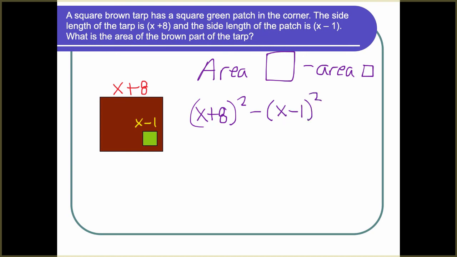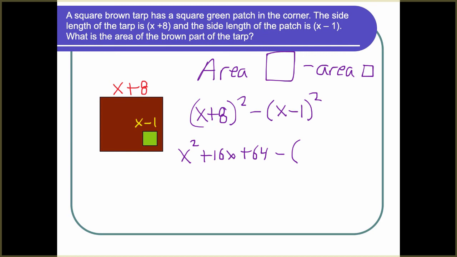Then we're going to use our special rules. We have a binomial squared. We square the first term. Multiply 8 times x together, we get 8x, and double it for 16x. And then 8 times 8 is 64. Then we're going to subtract off the second binomial squared. And you do need to use a parentheses here, because we're subtracting off the whole binomial squared.